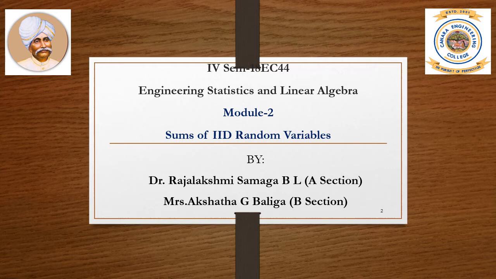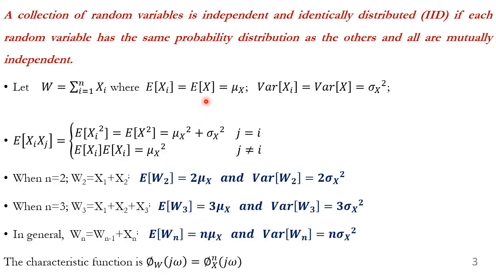Study sums of independent identically distributed random variables in this video. Now let us try to define the independent and identically distributed, popularly known as IID, random variables. It's a collection of random variables which has the same probability distribution, but all of them are mutually independent.